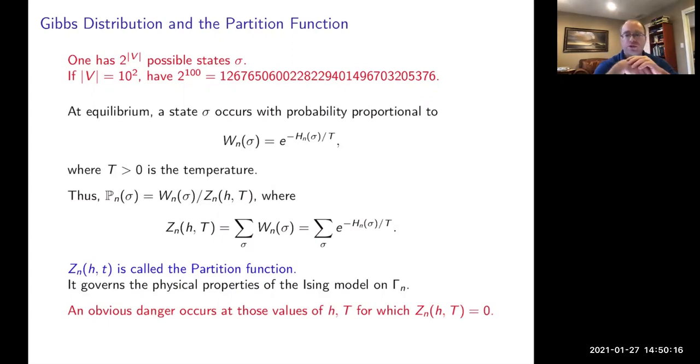And you should worry about those places where you would divide by 0. At those places where you would divide by 0, your model is going to have a big problem, right? So that's kind of a problem.